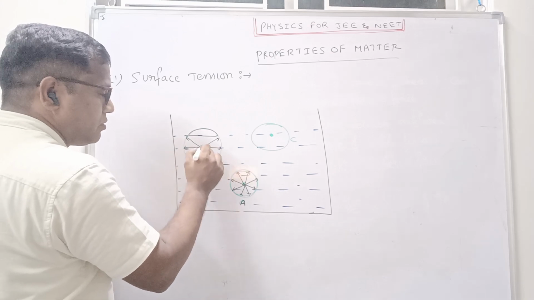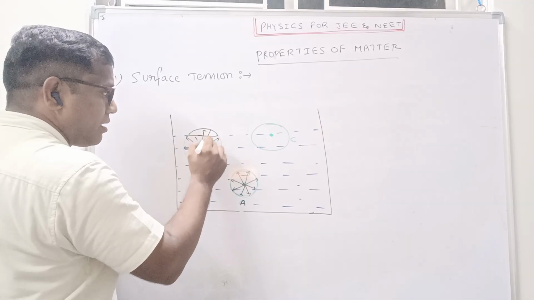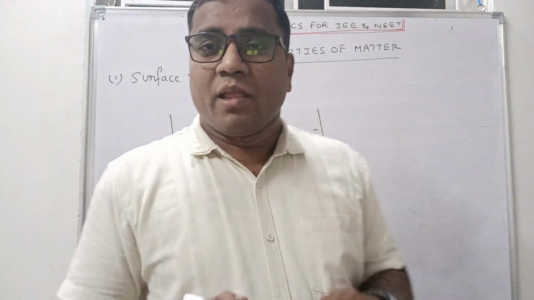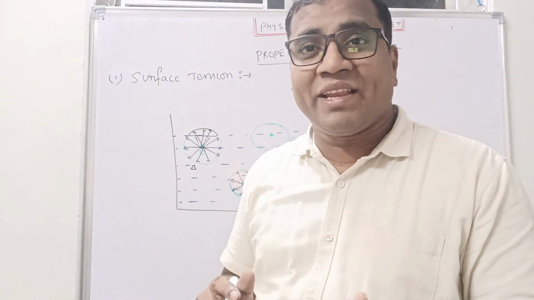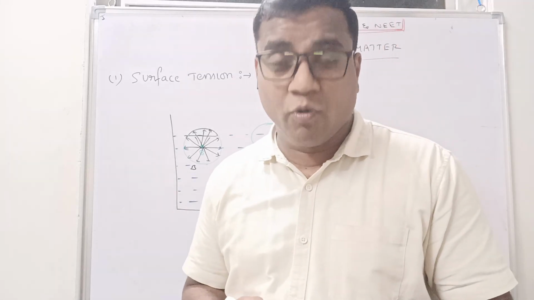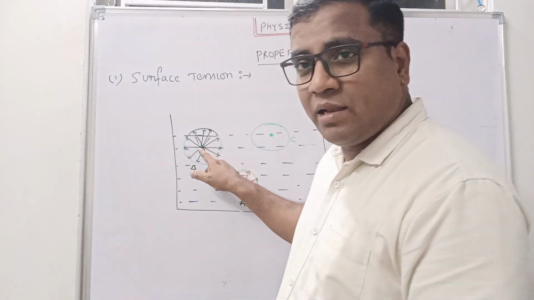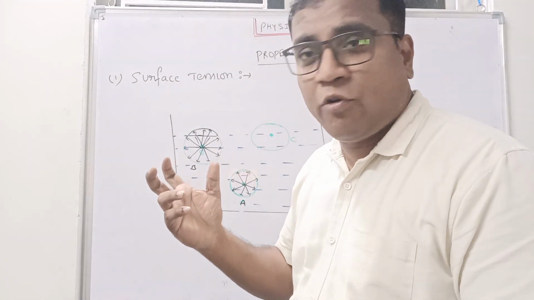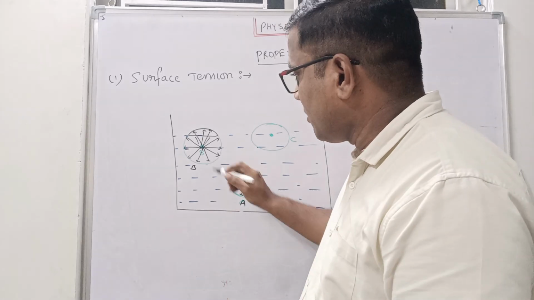So here cohesive, and here adhesive will be there. Now try to understand. On the particle B, cohesive force is more when compared with the adhesive force. So if you see this particle, the net force will act downward. Net force has to act downward.